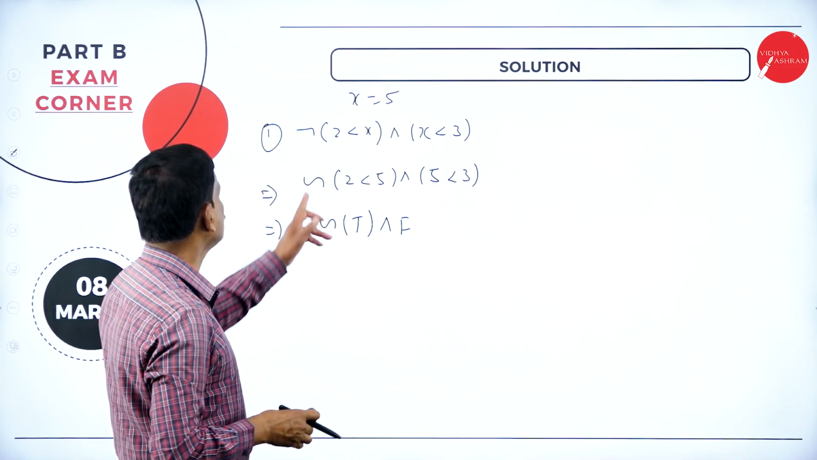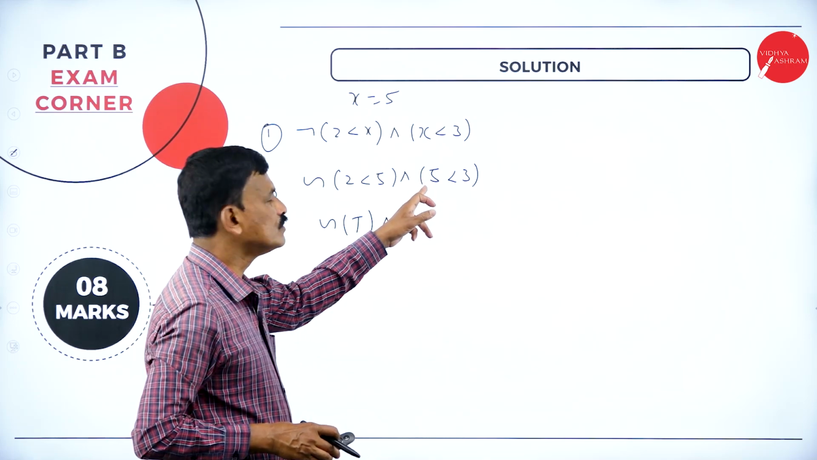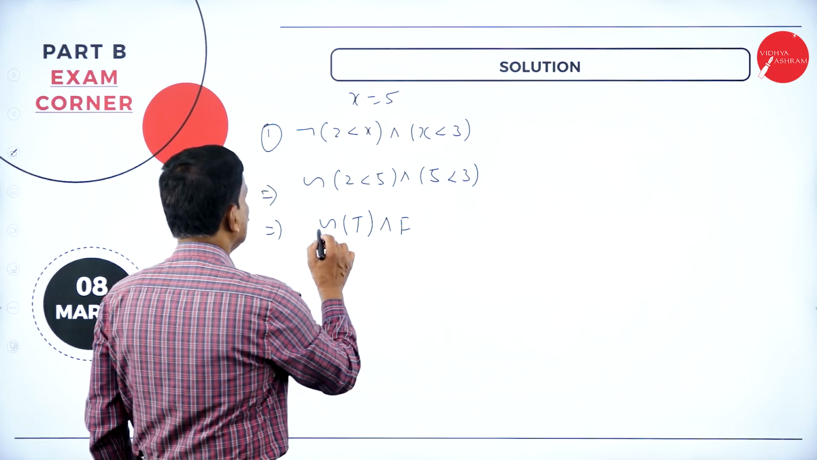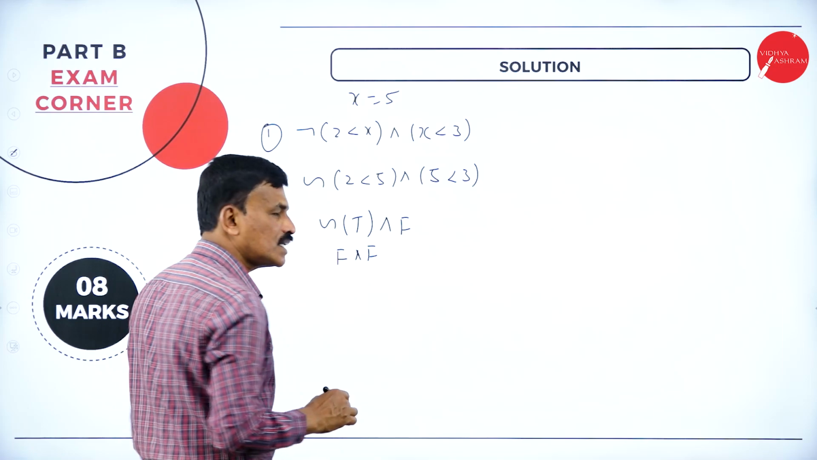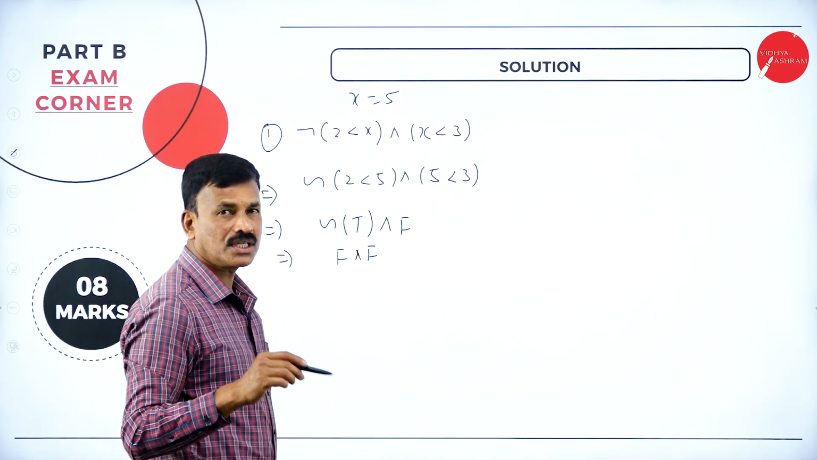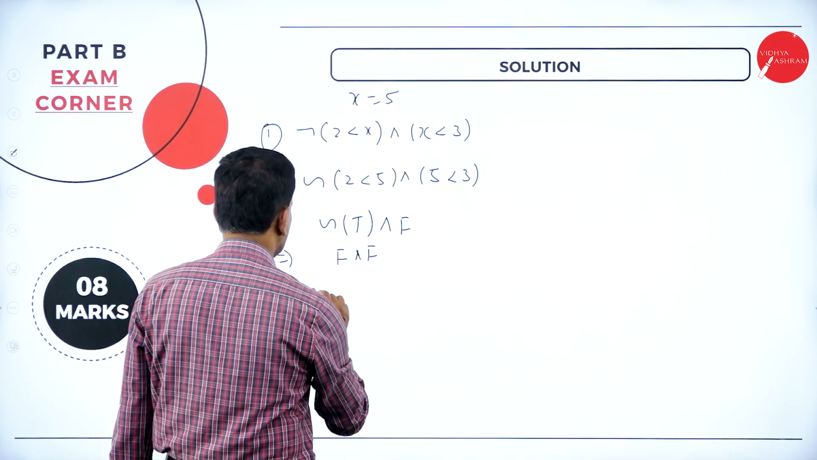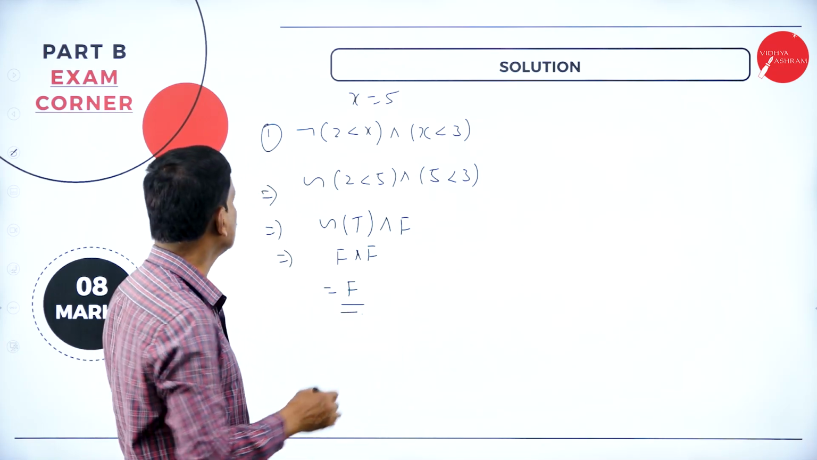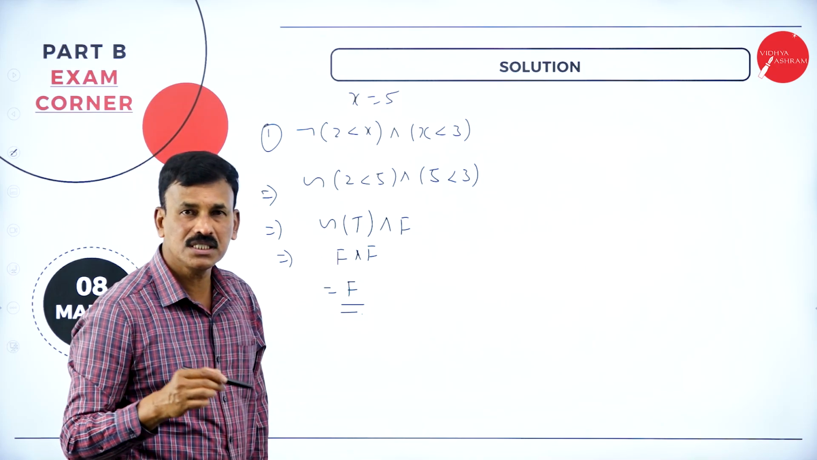So 2 is less than 5 is true. Conjunction, 5 is less than 3 is false, because 5 is greater than 3. So negation of T is F, conjunction F. What is the conjunction for F and F? Conjunction of true and true is true; in all other cases it is false. So false and false is false. Therefore the first statement, negation of 2 is less than x conjunction x less than 3, is false.